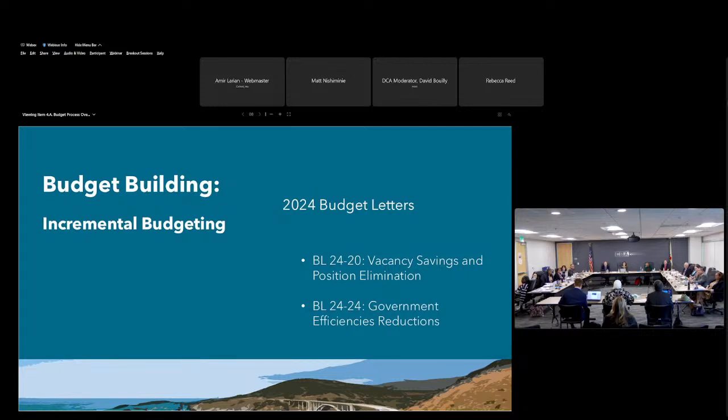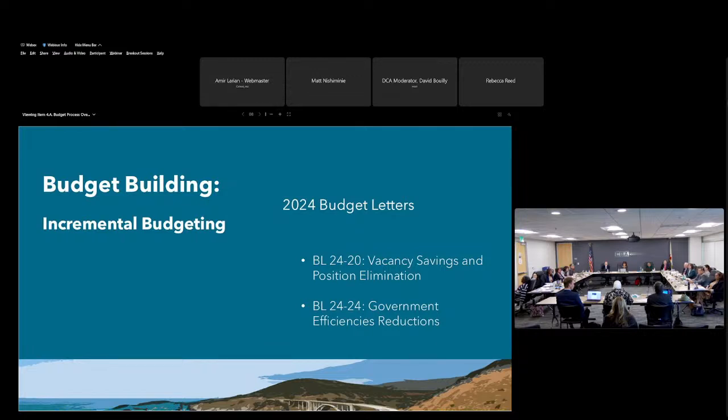Okay. So there were two budget letters that impacted the board this year, and they will be shown in the May Revise. The first one is the vacancy savings and position elimination, budget letter 2420. The Department of Finance issued it to reduce the state workforce by 10,000 positions and $1.5 billion, which is $762 million from the general fund and $738 million from special funds.